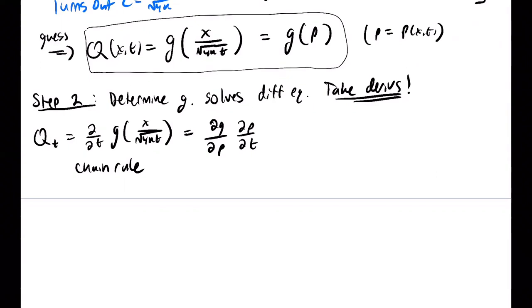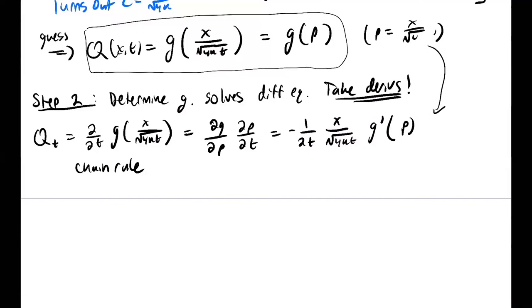Okay, well, what is the derivative of p with respect to t? Well, p is equal to this rational function where I have t to the -1/2. And so you can calculate, using the one variable chain rule, that this is going to be -1 over 2t times x divided by square root of 4kt. And then this is multiplied by the derivative of g, which is g prime, because g is a function of one variable at p, where again, p is this function x over square root of 4kt.